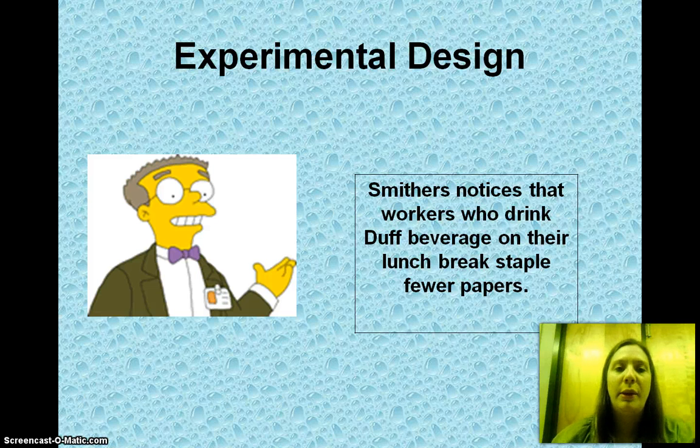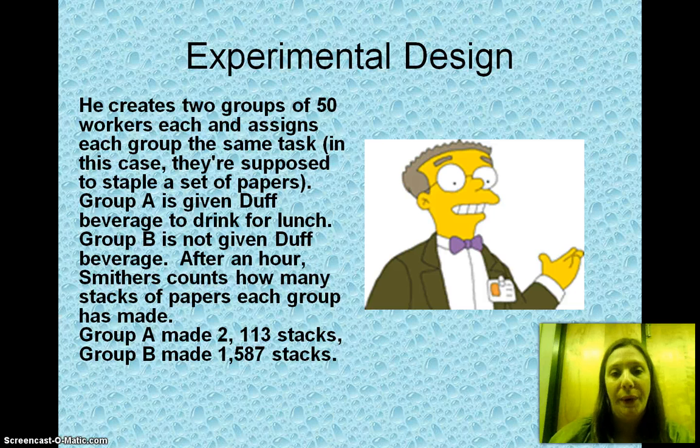So let's just kind of discuss a little bit about experimental design, and we're going to use an example involving The Simpsons. So let's say Smithers noticed that workers who drink Duff beverage on their lunch break staple fewer papers. So in order to design an experiment to link Duff beverage to the stapling of fewer papers, he's going to separate workers, two groups of workers, 50 workers each, into Group A and Group B. Group A will receive the Duff beverage and Group B will not. And then he will give them a task, all the same task of stapling papers, and at the end he counts up the number of papers that are stapled.